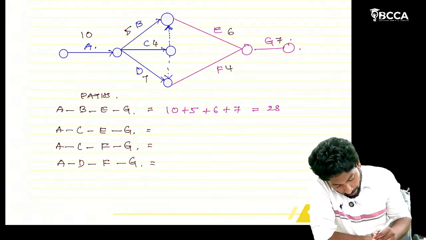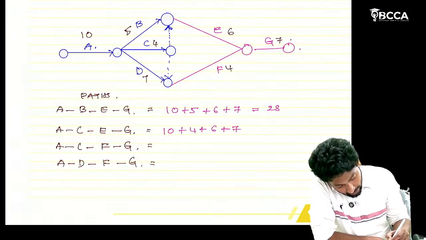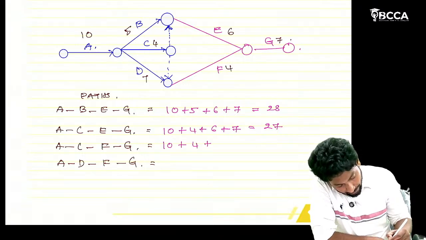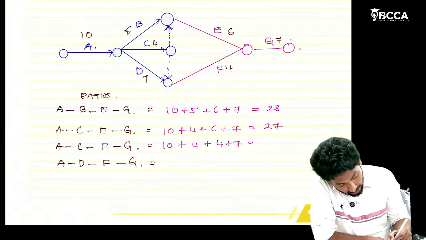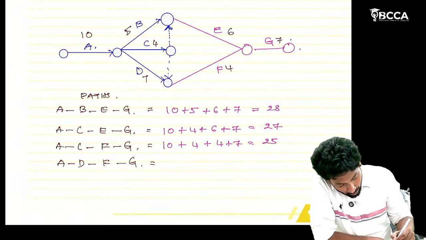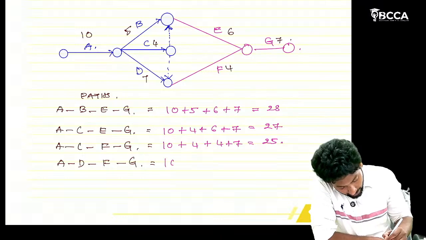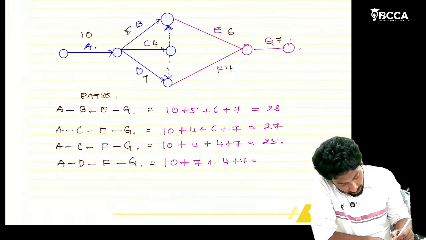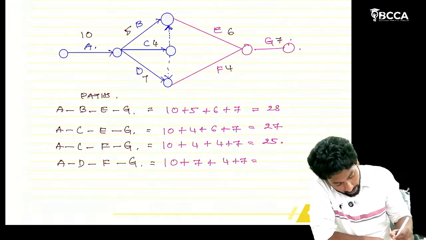28. Coming to A, 10 plus C, 4 plus E, 6 plus G, 7, that is 27. Here 10, 4 plus F is 4 plus 7, that is 25 only. Next one, A, 10, D, 7 plus F, 4 plus 7, how much? 28.